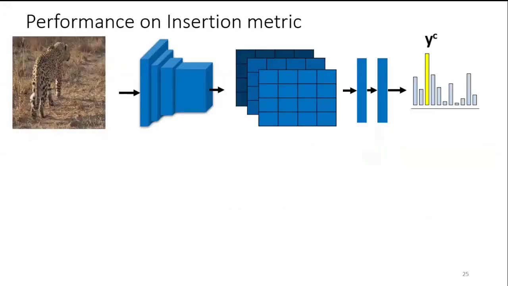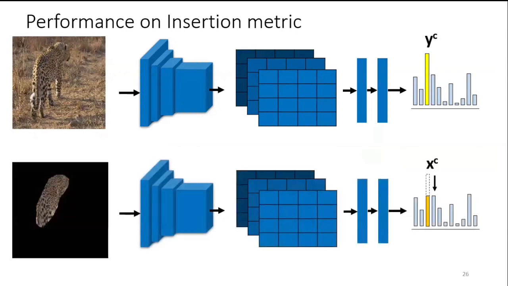Now to calculate the insertion metric, we make a forward pass of the image through the network and get a class score for the leopard. Then we pass only the selected pixels and analyze the drop in score. So here we make a first forward pass and check what the score for leopard is, that's YC. Then we take the top X% pixels and again make a forward pass and check what the drop in the score is. And the insertion metric is just the percentage drop in the activation score.